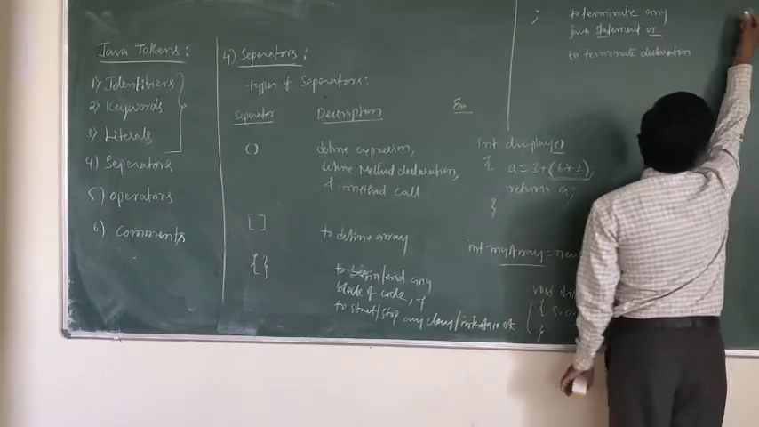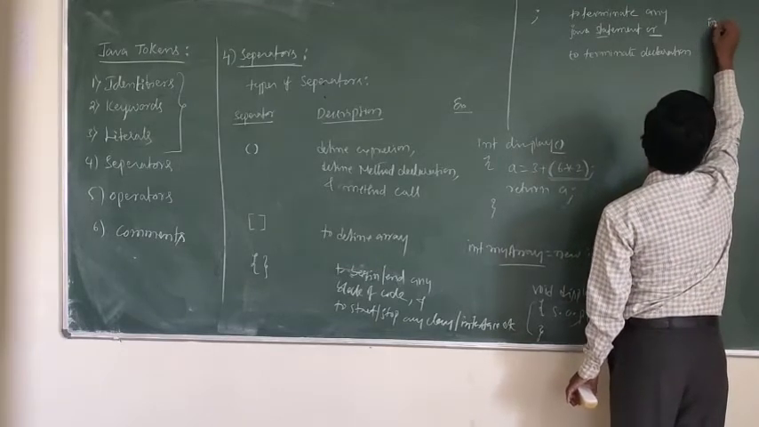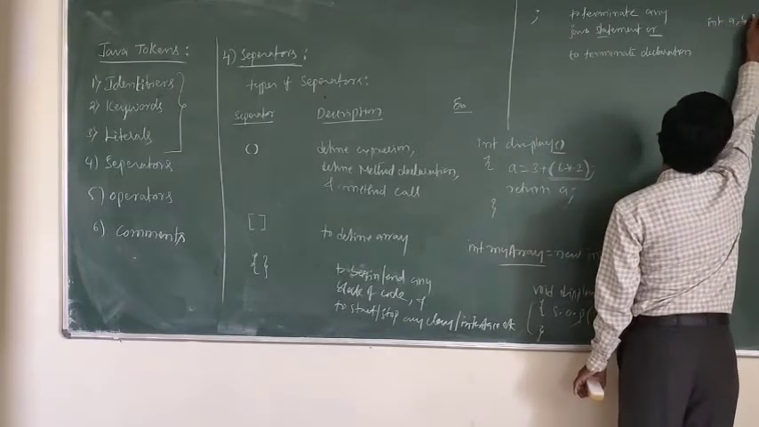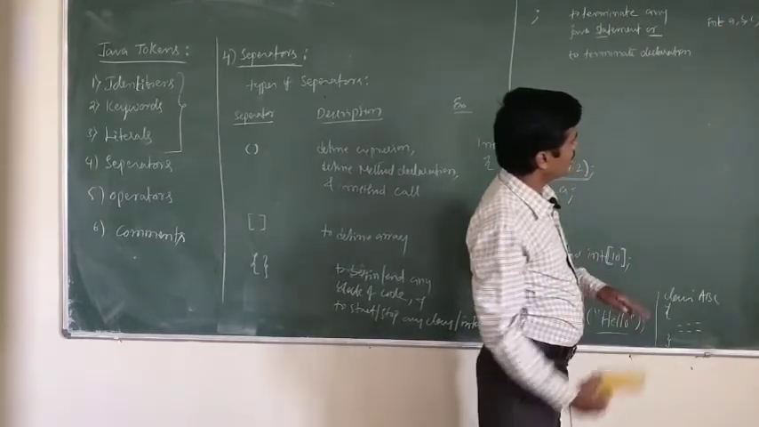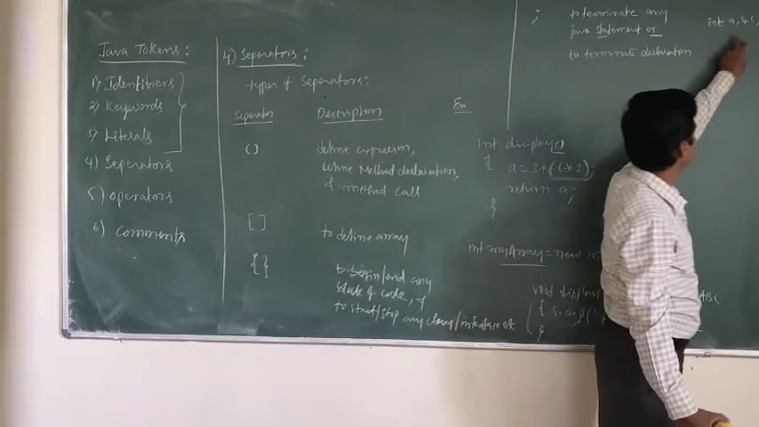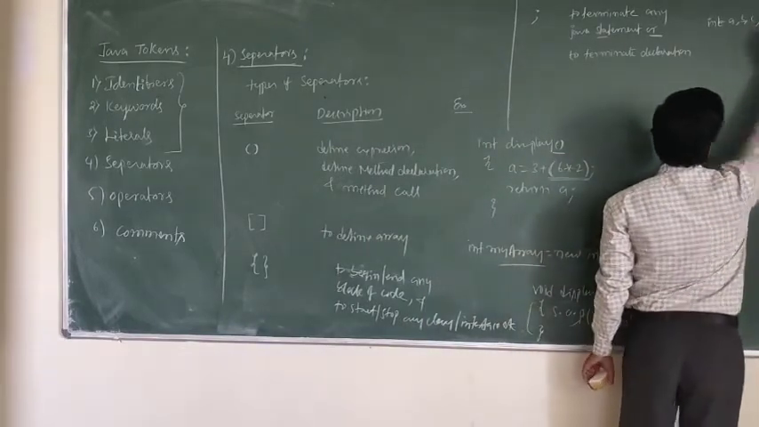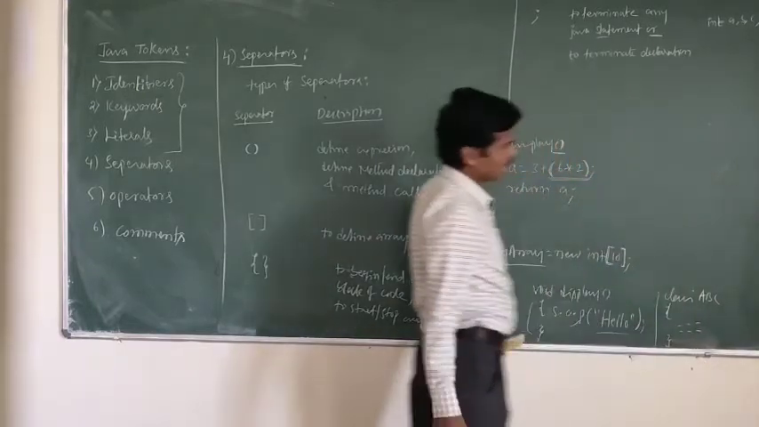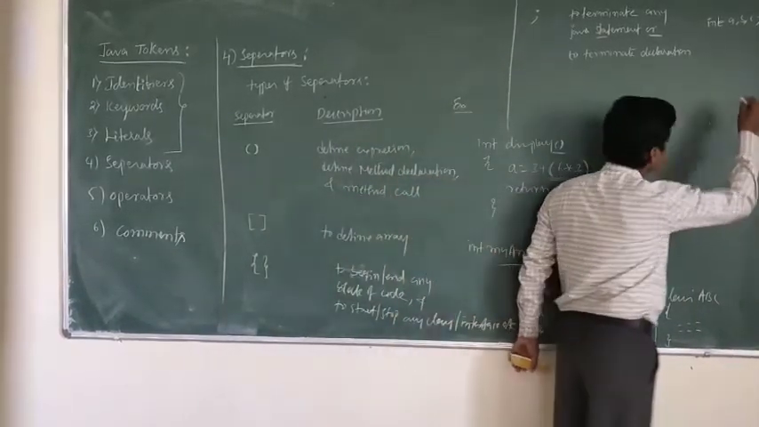See, for example, integer a comma b comma c. Here this is the declaration. A, B, C are three variables of type integer. These three variables are separated with commas, and finally it is terminated with the semicolon. That is the end of the declaration.